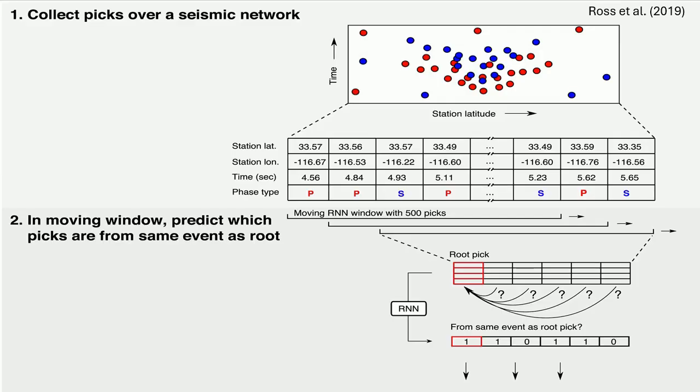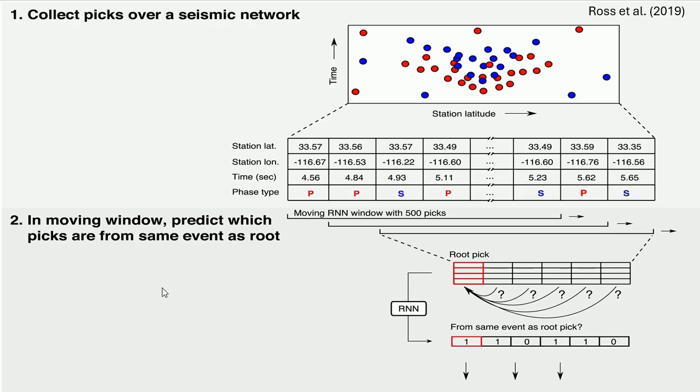For each sequence, PhaseLink treats the first pick as a root pick. The neural network then asks a simple question about every other pick in the sequence. Does this pick belong to the same earthquake as the root pick? The system must then determine which picks truly belong together as part of a single earthquake. In this way, it gradually builds earthquakes by combining overlapping groups of linked picks.